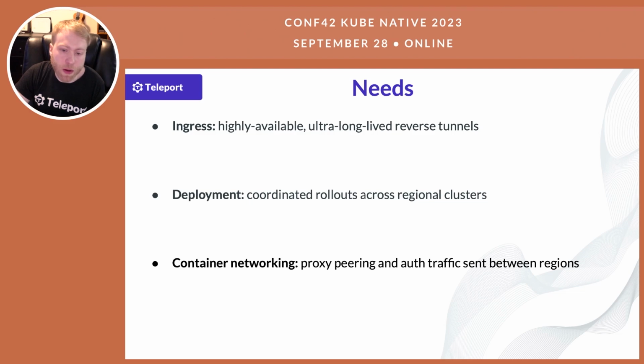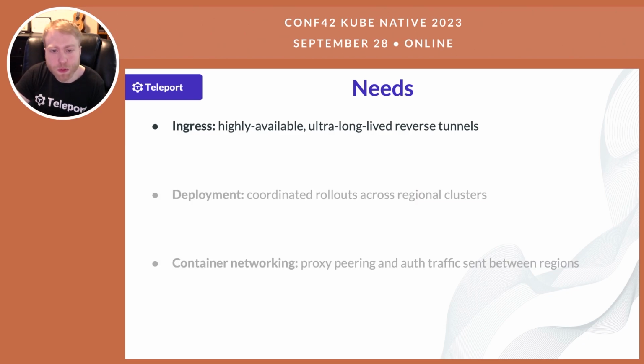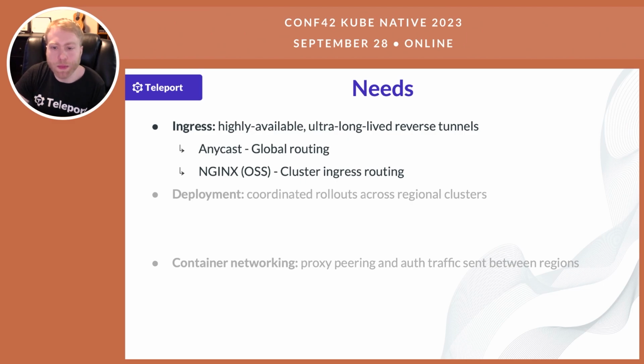And finally, container networking. All these clusters have to speak to each other. The proxies need to peer. Everything needs connectivity to auth servers, but auth servers don't run in every region. Just focusing on ingress first, I'll go through a journey of things we tried for all of these, and how we arrived at the architecture that we have today.